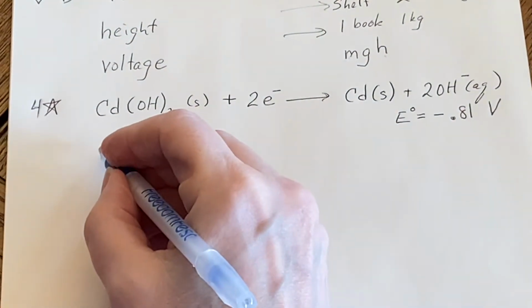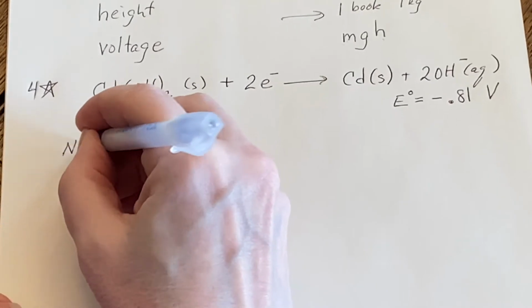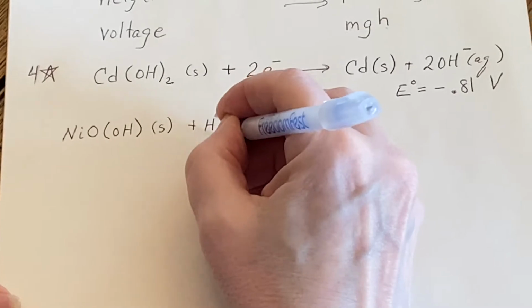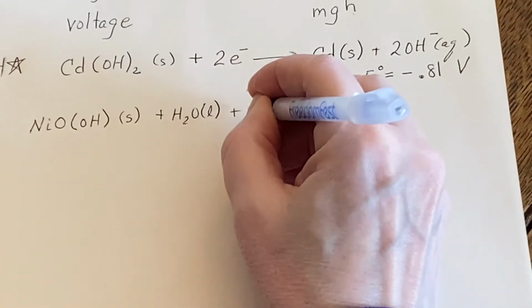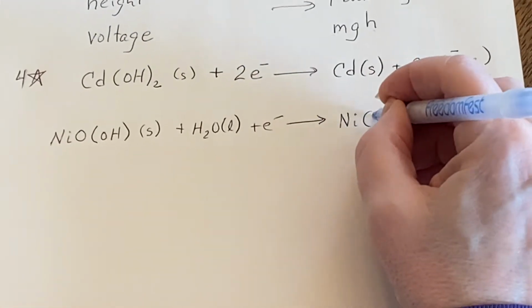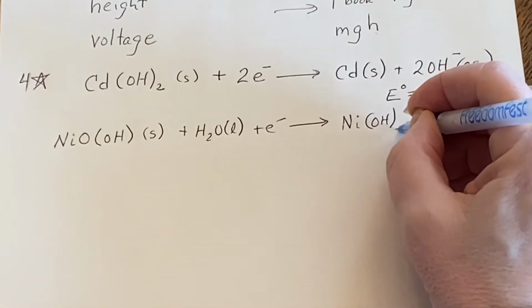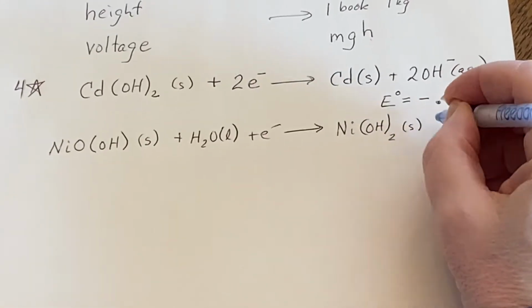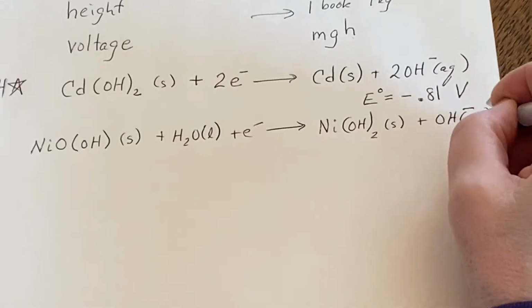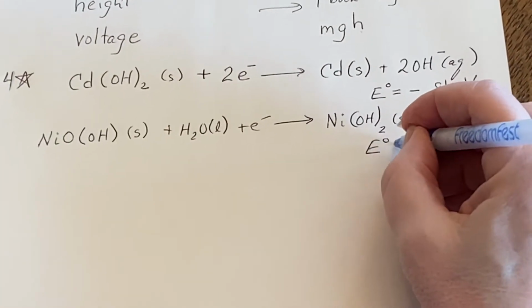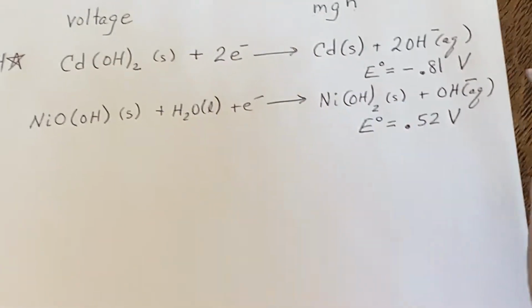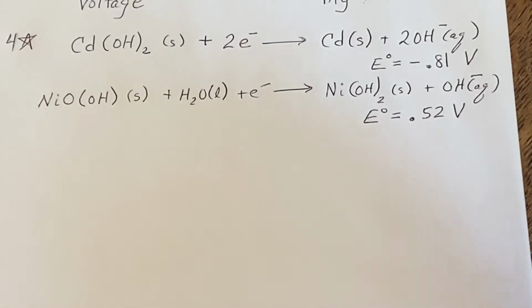The other equation that is happening is for the nickel oxide hydroxide. Water as a liquid and an electron is going to turn into nickel hydroxide, which looks a little more normal as a solid, and hydroxide again, aqueous. It also has a potential associated with it, 0.52 volts. Okay, they want the net ionic equation for this.